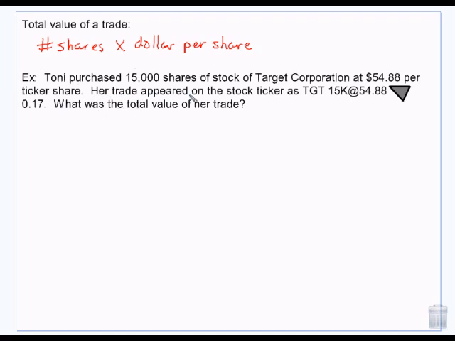Okay, her trade appears on the stock market ticker. There it is. Target 15,000 at $54.88. It's down 17 cents, but we want to know what is the total value of her trade. So we're going to take that 15,000 and multiply it by 54.88. We're probably not going to do that in our heads, but we'll just pretend that I did that in my head real fast. So the total value of her trade was $823,200.